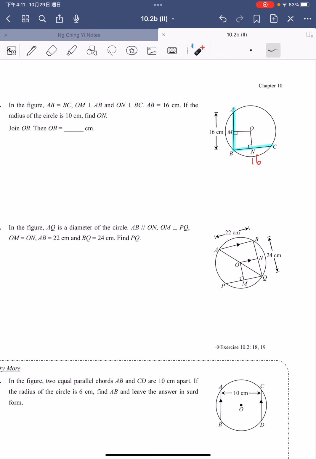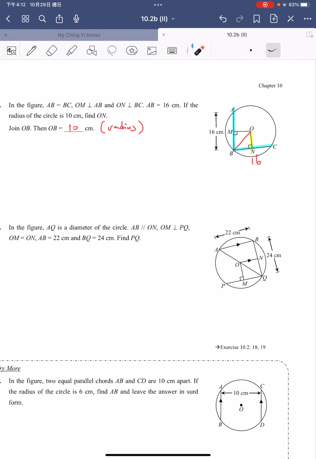And if the radius of the circle is 10 cm, which means that if you join OB, then OB is the radius, which is going to be 10 cm. So OB is actually 10 cm. That's the radius. And the question is asking you to find out what is ON. So I will highlight it in yellow. So now how can we do this? First of all, we got OB is 10 cm.